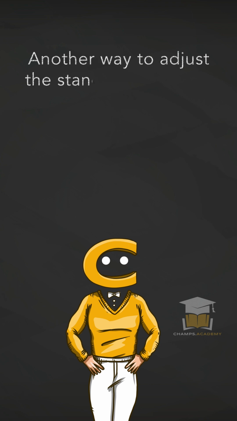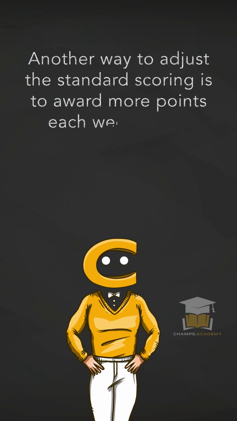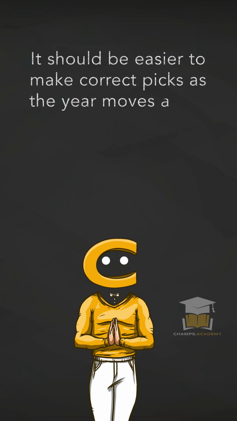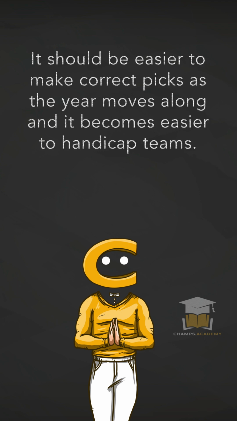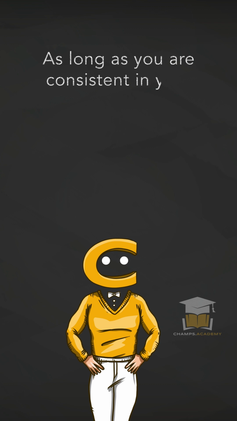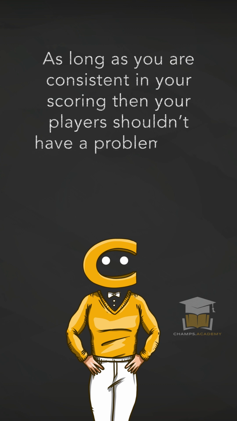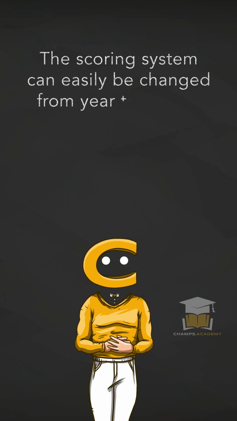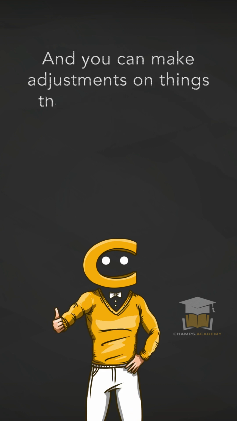Another way to adjust the standard scoring is to award more points each week as the season goes along. It should be easier to make a correct pick as the year moves along and it becomes easier to handicap teams. As long as you're consistent in your scoring, then your players shouldn't have a problem with whatever you choose. The scoring system can easily be changed from year to year as well, and you can make adjustments on things that you didn't like.